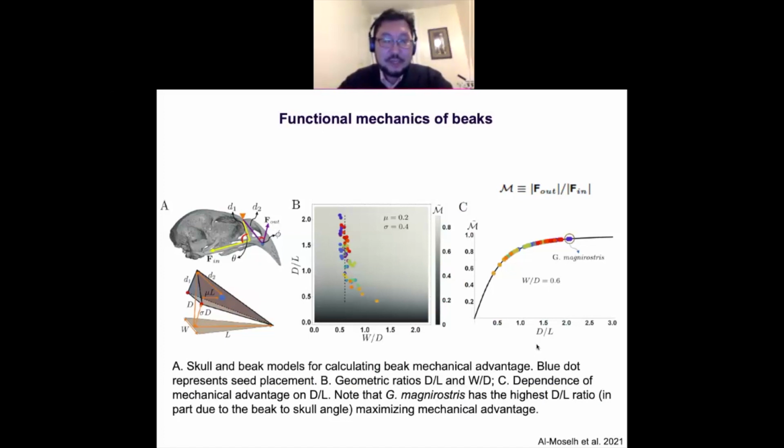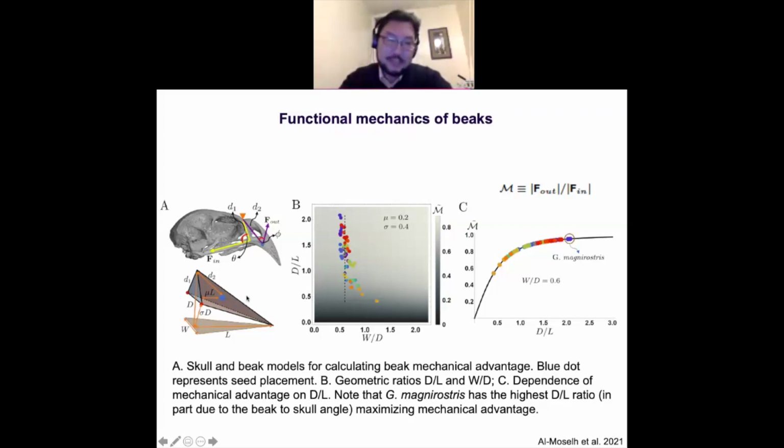So another aspect of beak morphology is that of course it has a particular function. In finches, in the Darwin's finches, one of the main functions is to crack a seed. So they put a seed inside the beak and they crack it, and they have to apply a lot of force. And if you look here, there's a little blue dot inside this more abstract model. This is where the seed usually goes. In the finch, that's where the forces have to be applied.